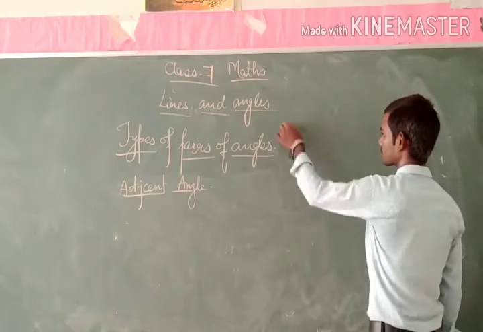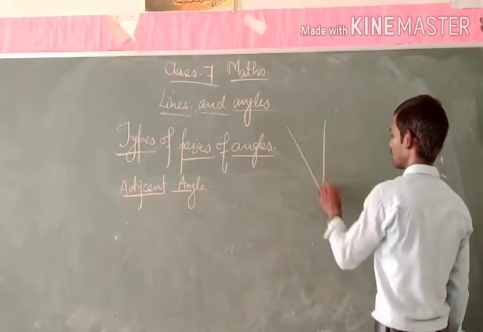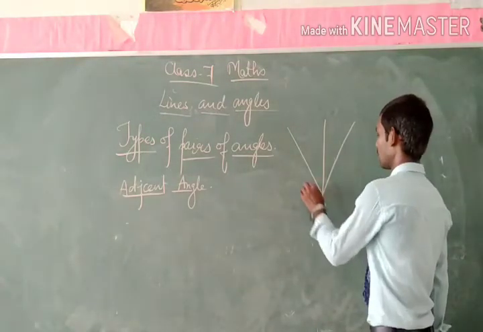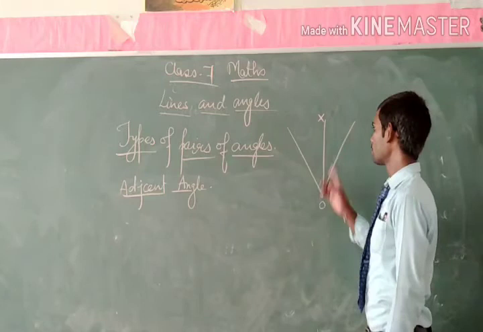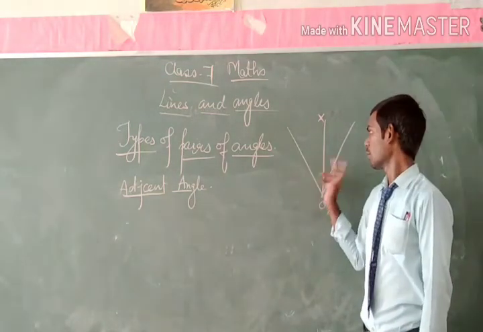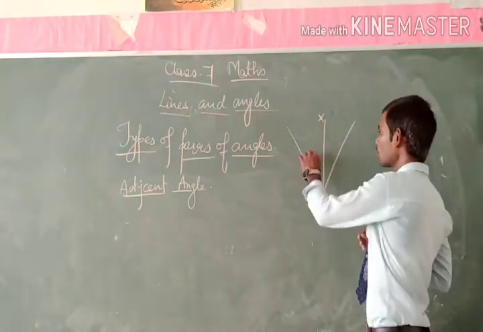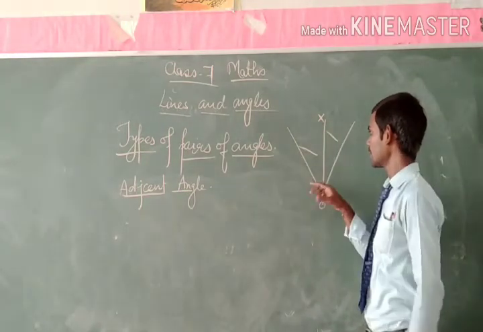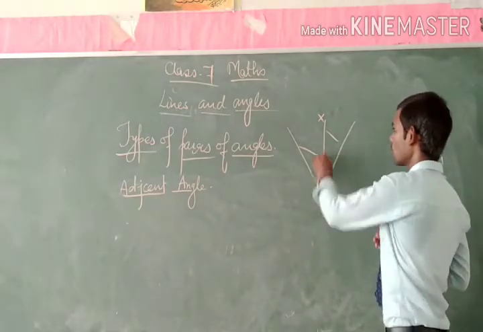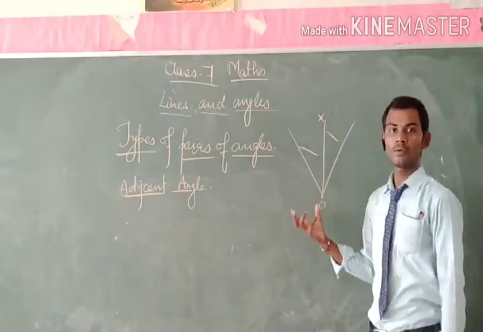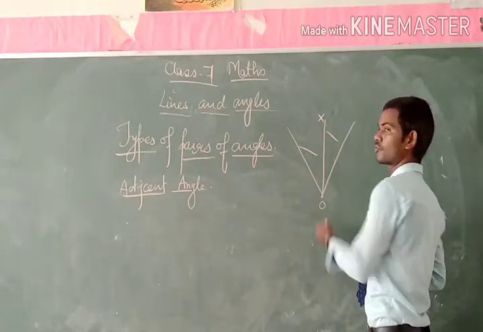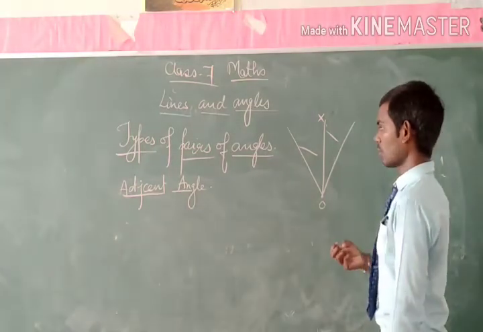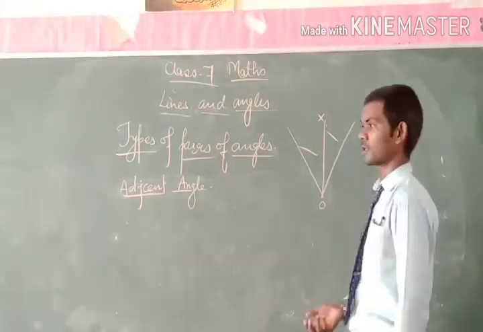Here in this figure we can see that the line segment OX is common to both angles. Two angles are given here, this is the first one and this is the second. In the figure we can see that OX is the common line for both, so we can say that these two angles are adjacent angles. Now let us see what an adjacent angle is.